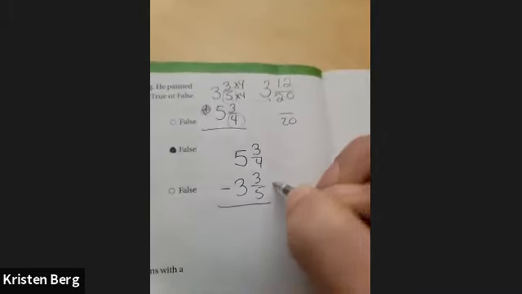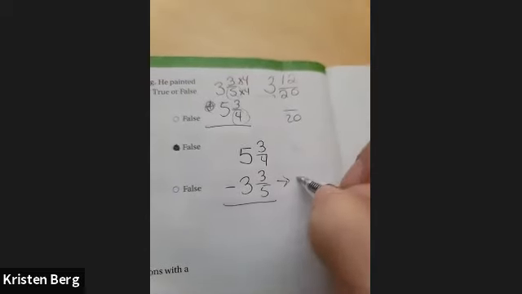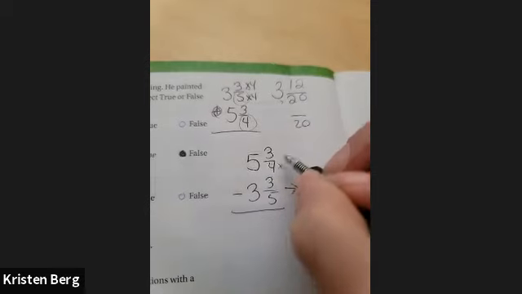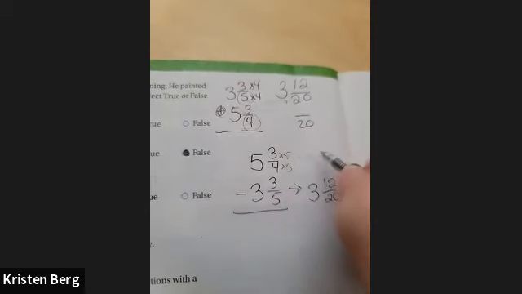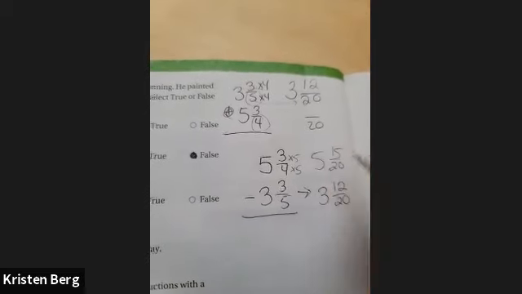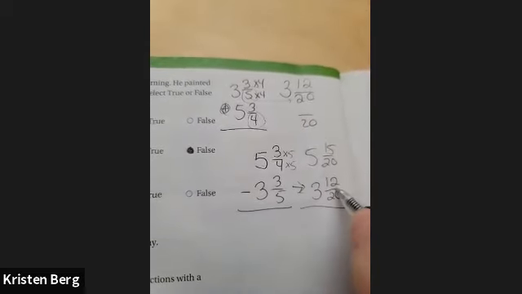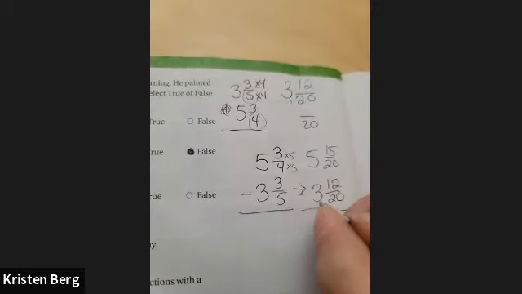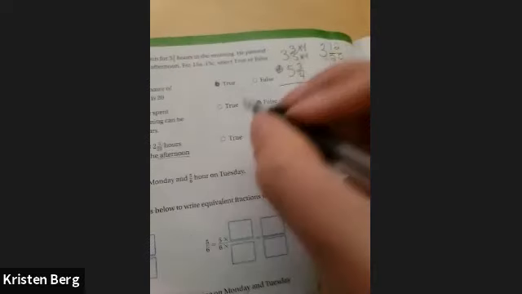So when I rename this, I already did that up here. It was 3 and 12/20. Then I need to rename this one by changing it to 20ths. So that would be 15/20 and 5. So can I subtract 15 minus 12? Yes, I can. That would be 3/20. And then my whole number would be 2. So 2 and 3/20 is the answer. So this is a true statement.